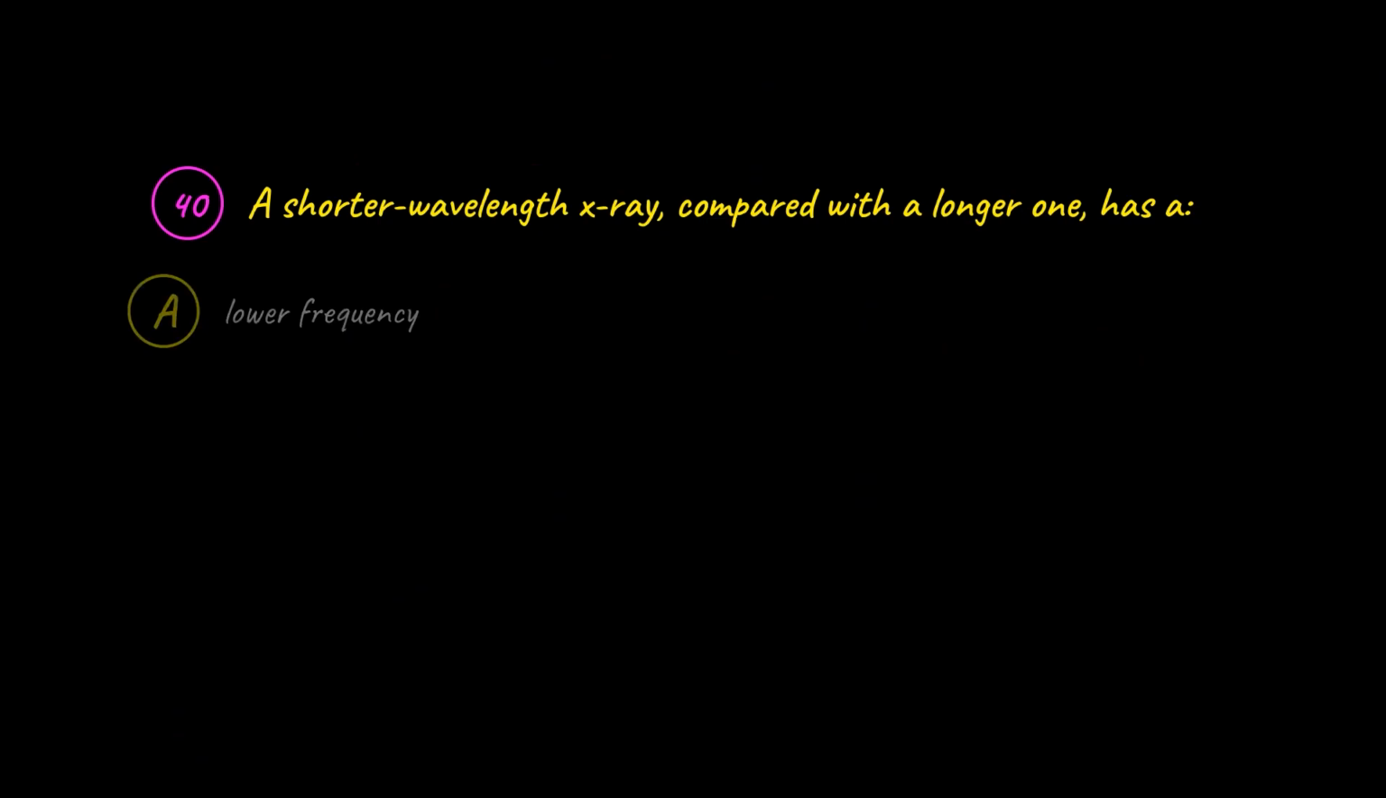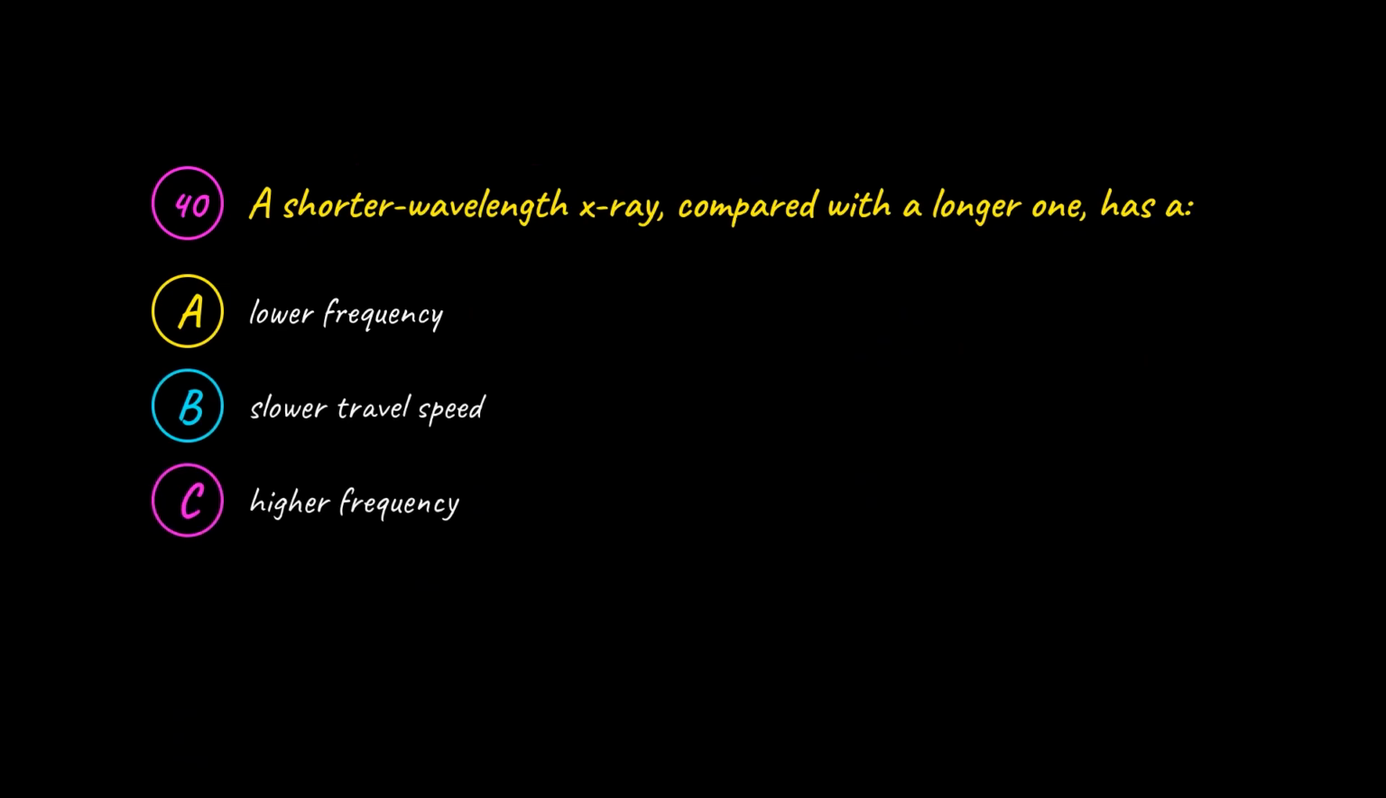Question 40. A shorter wavelength X-ray compared with a longer one has a. Your options are A. Lower frequency, B. Slower travel speed, C. Higher frequency, D. Negative charge. Got a guess? Lock it in.